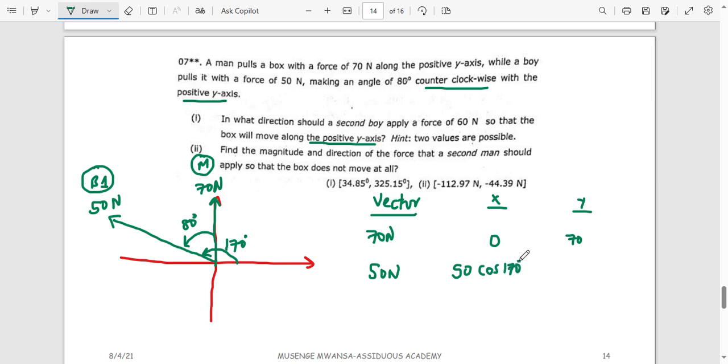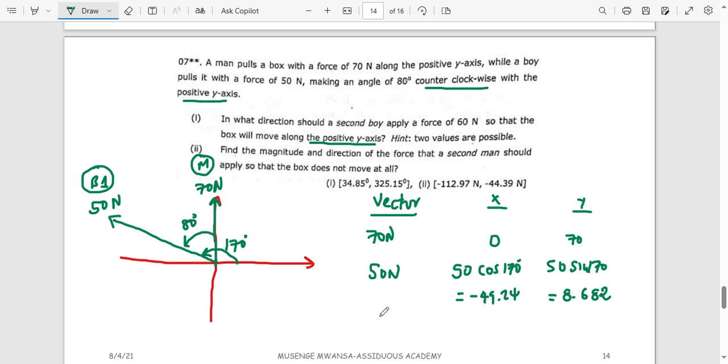So 50 cos 170 is going to give us a negative 49.24. And then 50 sin 170 is going to give us 8.682. Okay, so these are the ones.